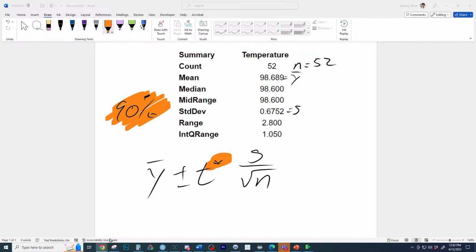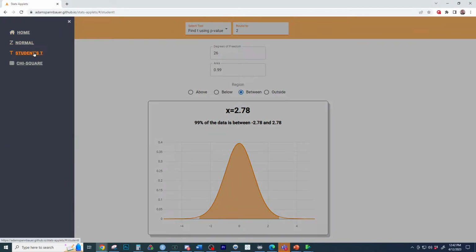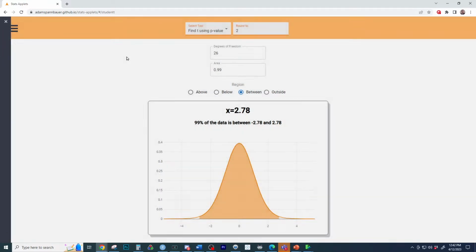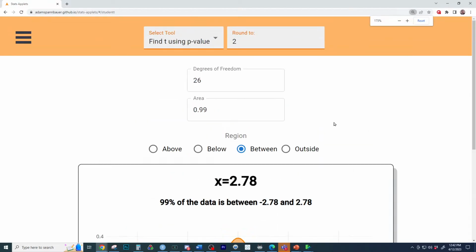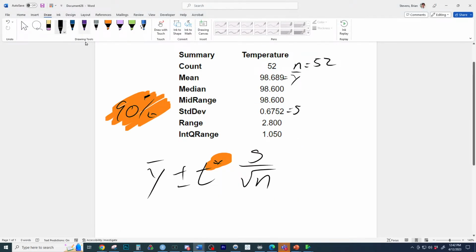So we're going to go over here to the apps. On the app screen, make sure you've clicked student T. What's really great about this is T tables don't always give you the exact numbers. So I always love going to the apps because all we have to know is the degrees of freedom. And remember, degrees of freedom are N minus how much? For the one sample T, the degrees of freedom are N minus 1.